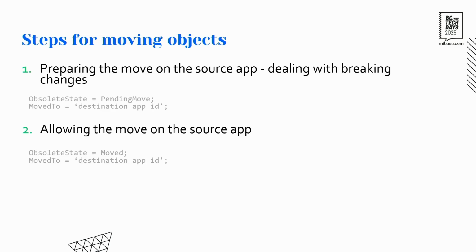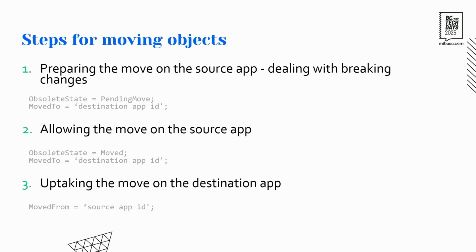The second iteration is also on your source application. You just need to allow the move, and do that by setting the obsolete state to moved. And the third step is on your destination application. You have to reintroduce the table, and then you have to set the property moved from to your source app ID. And it's very important that you have set in step 2 the table to moved, because otherwise the move will fail during the upgrade phase.